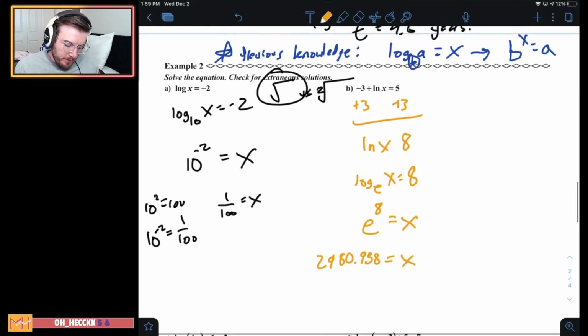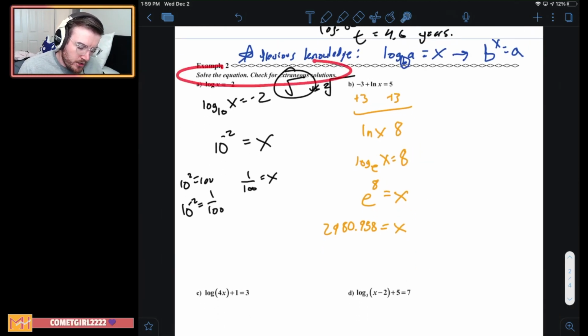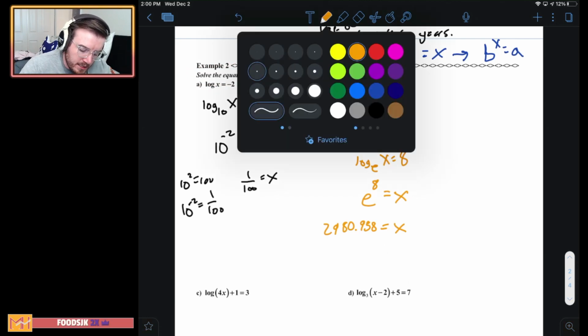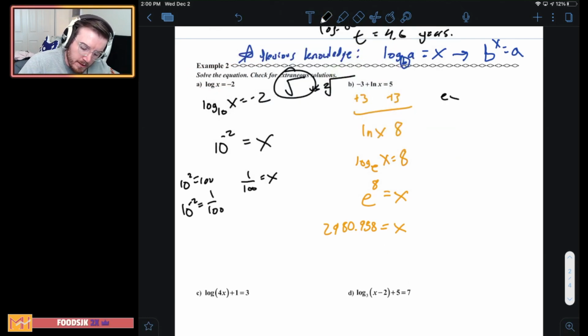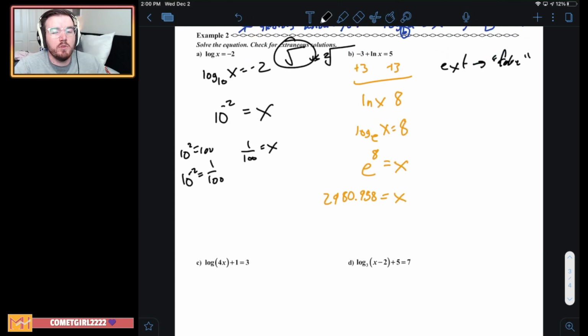Now, these first two were pretty easy and straightforward, but let's look at the directions. Solve the equation, check for extraneous solutions. We've heard that word before, extraneous. Extraneous means fake, kind of, right? It's like a teaser. It's a fake answer. You think it's right, but it's not right. It's this mysterious fake answer. Sometimes it won't work.